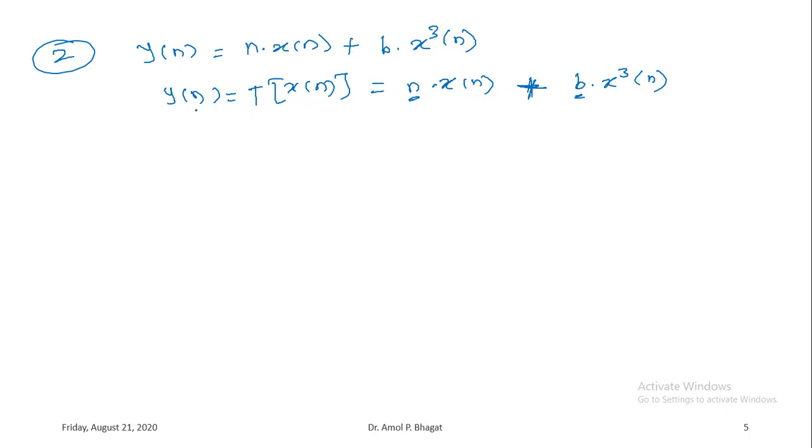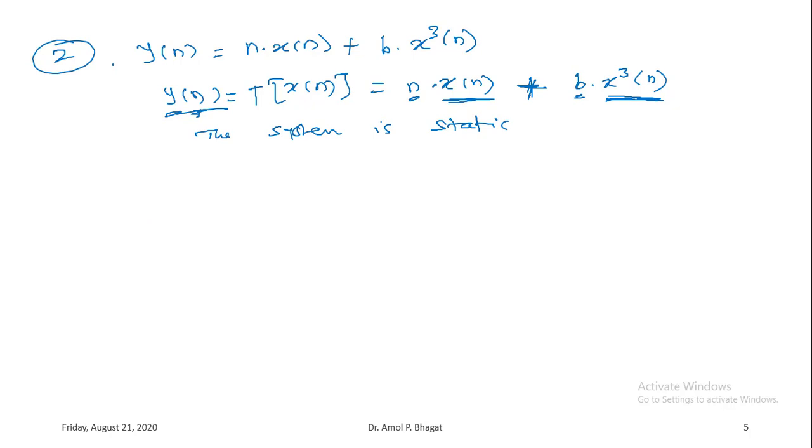So again, if you observe the output of the system here, that is y of n at current time instance small n, so it depends on the current input sample, that is x of n. Here also the current input sample is there, x of n, only its cube has been taken, right? So again, output doesn't depend on the past or future input sample. So in this case, the system is a static system. It is not a dynamic system, right? Because output depends on the current input sample x of n, right?